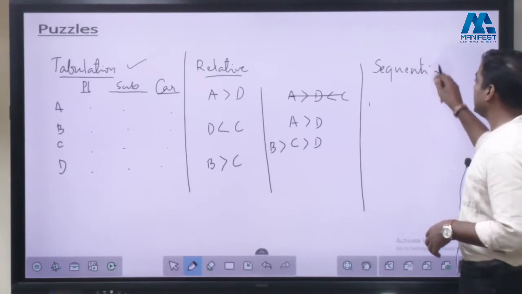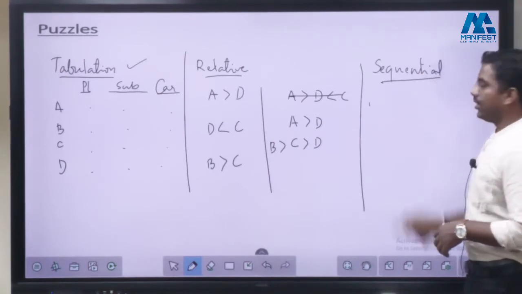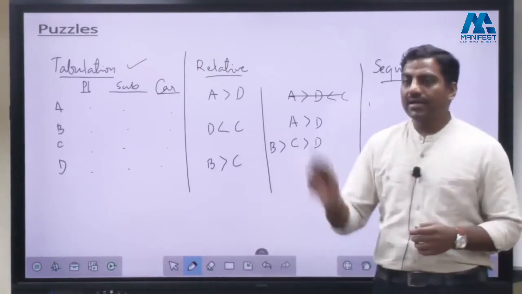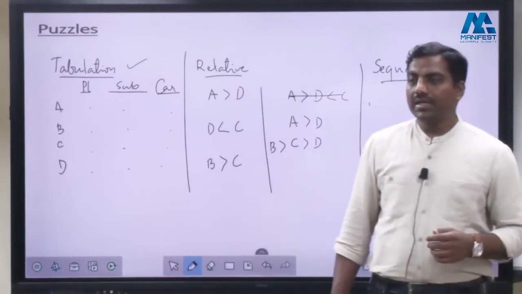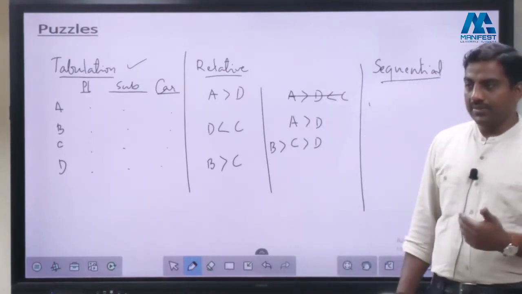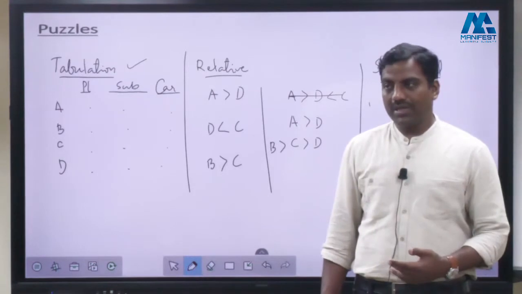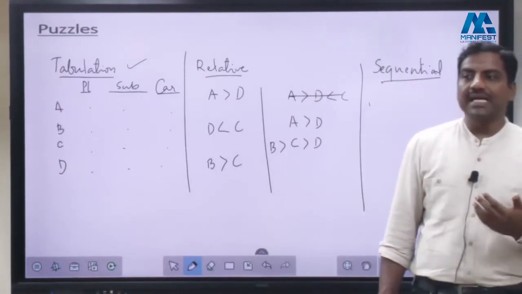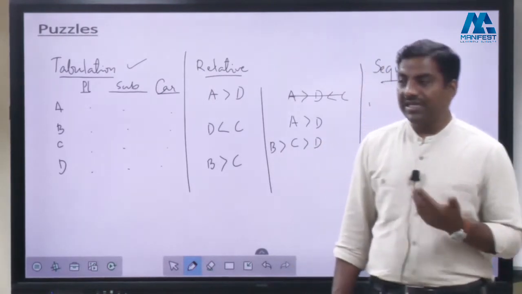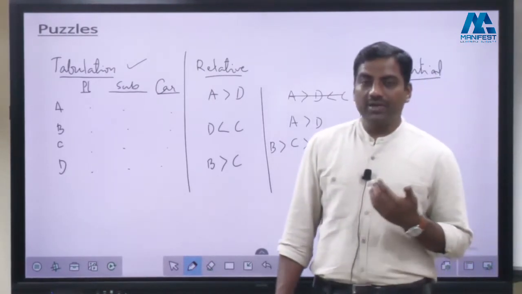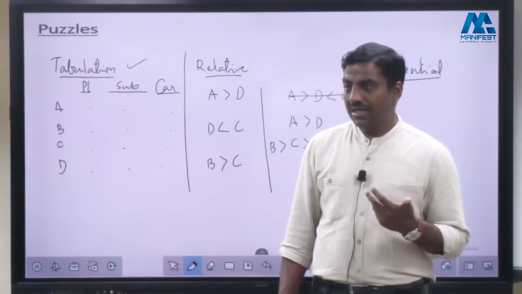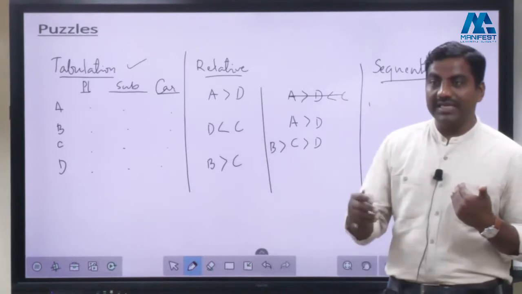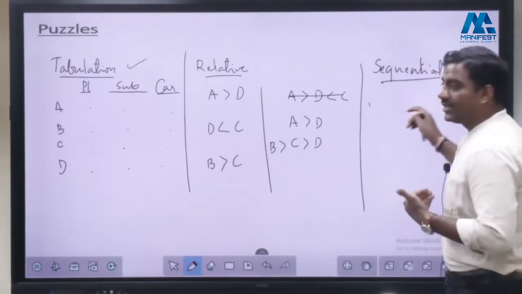In sequential puzzles, there is some order. There are some things to be done and they are done in order. Maybe 5 days in a week, Monday to Friday. Let's say there is a class, and these classes are handled by different teachers. Monday to Friday, 5 teachers are engaging. First teacher will take this subject. Third teacher will take this subject. Like that, you are creating a sequence.